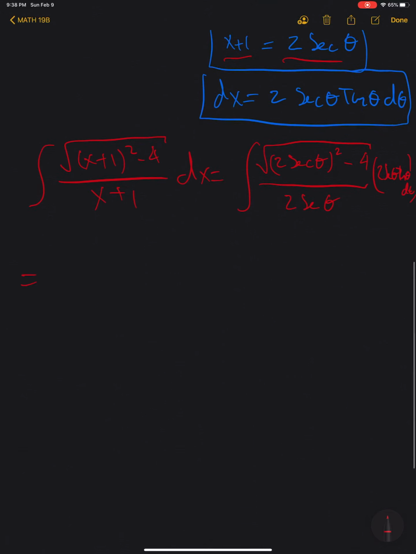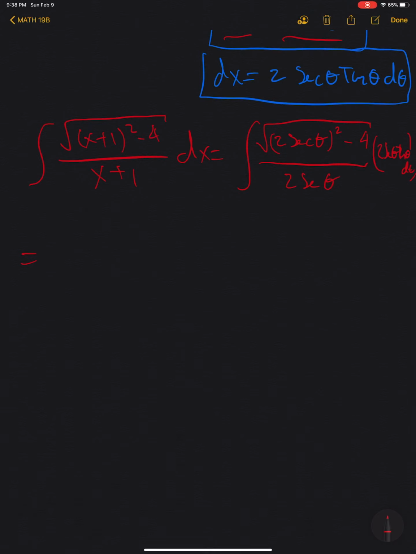So let me try to simplify this expression a little bit more. Notice that the 2's cancel, secant cancels, so I would end up with the integral of the square root of 4 secant squared theta minus 4 times tangent theta d theta.